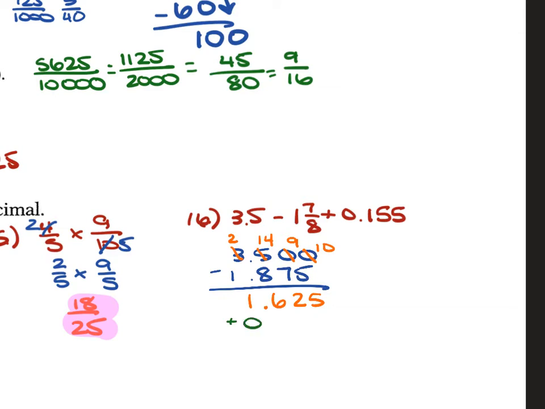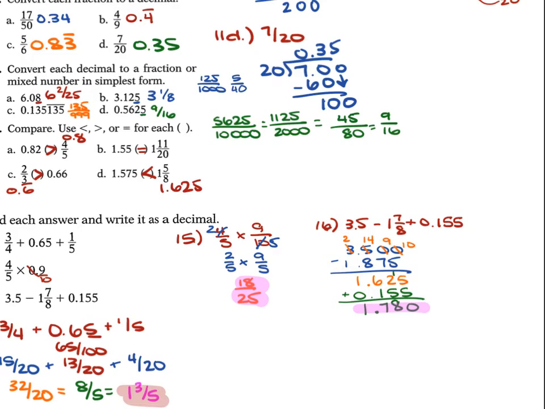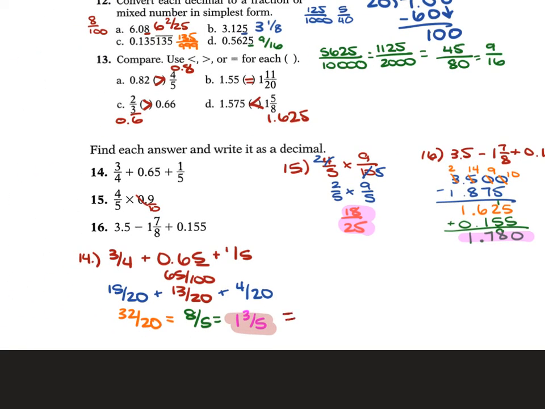If I then add 0.155 to this, I'm going to get 10, carry the 1. 5 and 2 is 7, plus 1 is 8. 6 and 1 is 7. Put my decimal point down, add the 1 in. So I get 1.78. You're writing each answer as a decimal, so if we change these answers to be decimals, this 3/5 is going to be 0.6, so that's 1.6. This would be your answer for 14, and then the 18 over 25 is going to be 0.72, so 0.72 is your answer for number 15.